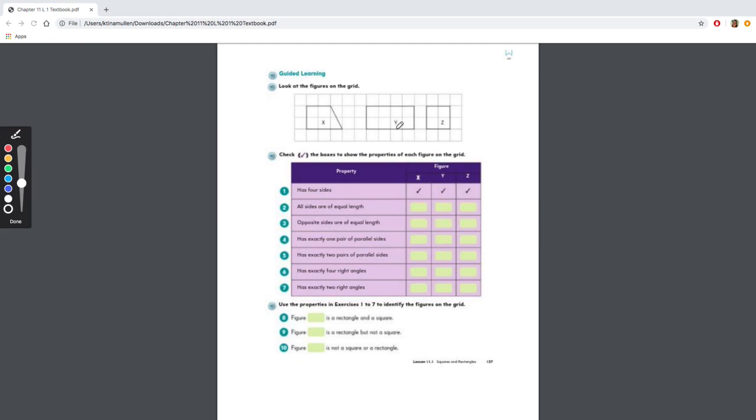This side and this side are equal. This side and this side are equal. So yes, opposite sides are equal. 2 and 2, opposite sides are equal. I don't know why my marks won't stay on this page.